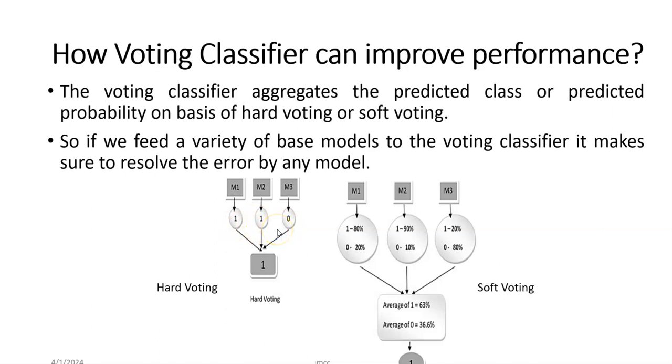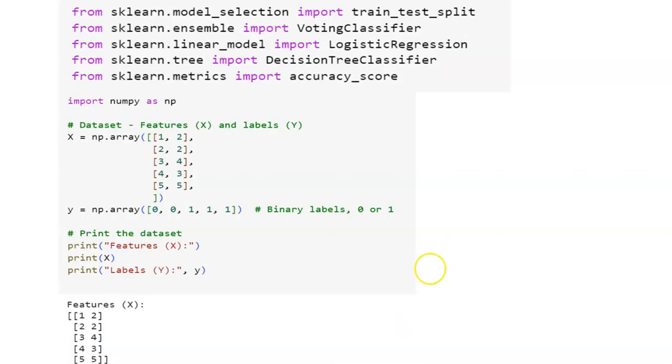In the case of hard voting, we count the major values, or majority wins. And in the case of soft voting, we determine the probability of each class, and the highest probability is given as the final result. So you could see here, I am going to demonstrate the voting technique.